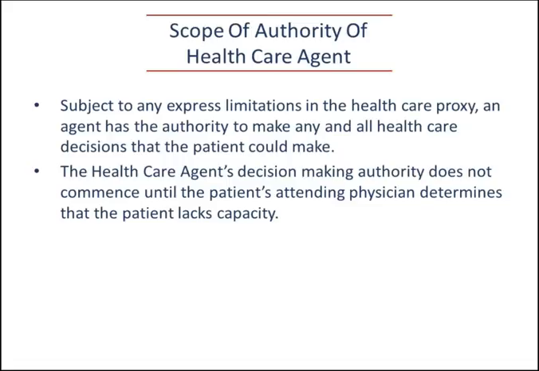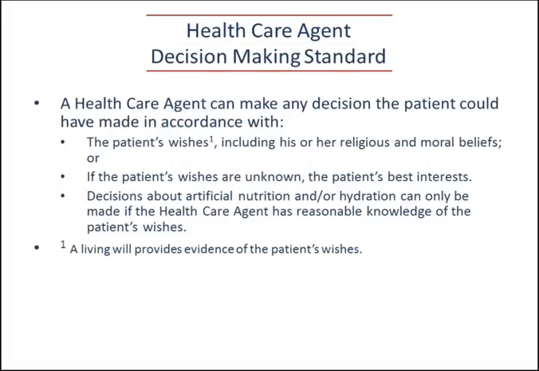It should be mentioned that a healthcare agent's decision-making authority does not commence until the patient's attending physician determines that the patient lacks capacity. So if you have signed a healthcare proxy to protect yourself now, your healthcare agent has no authority to make decisions for you while you're still functioning and able to speak for yourself. It's only when you lose that capacity to speak for yourself, and that's determined by your attending physician, that you cannot make healthcare decisions, that's the trigger that allows your healthcare agent to make decisions on your behalf.